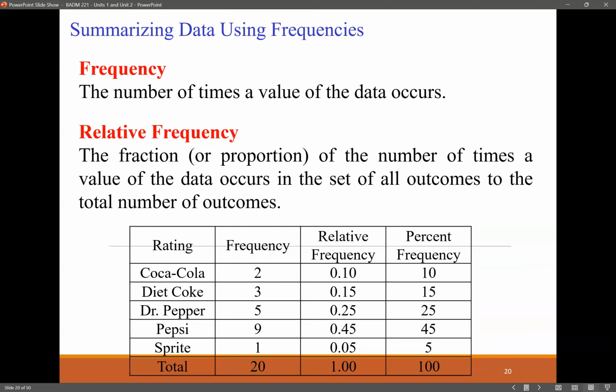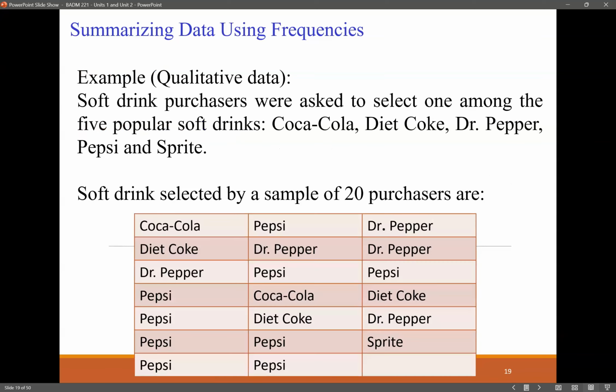Now we have to create the frequency. Frequency means how many times that data has appeared, or how many times the same data has appeared. We have 5 different brands: 1, 2, 3, 4, 5. Coca-Cola, Diet Coke, Dr. Pepper, Pepsi, and Sprite. We can write them down; those are your X values. Frequency means how many times that brand is repeated.